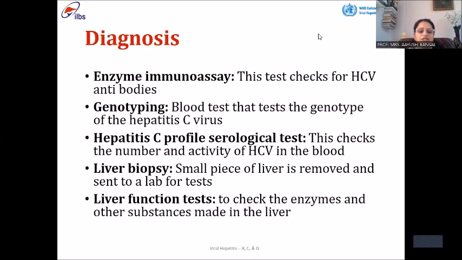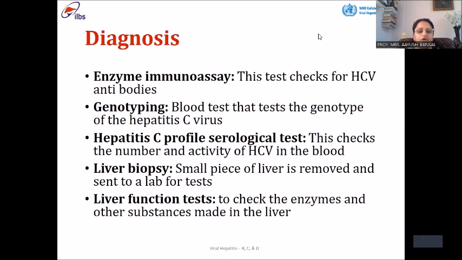Hepatitis C profile serological test. This checks the number and activity of hepatitis C virus in the blood. How it is multiplying and how well it is multiplying in our body, how frequently it is duplicating itself.